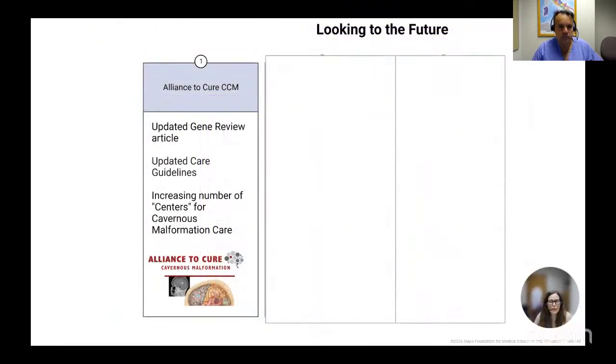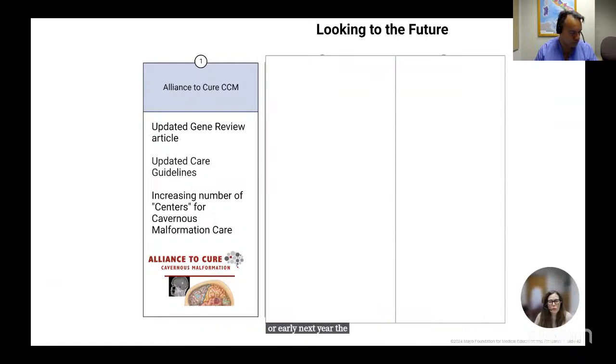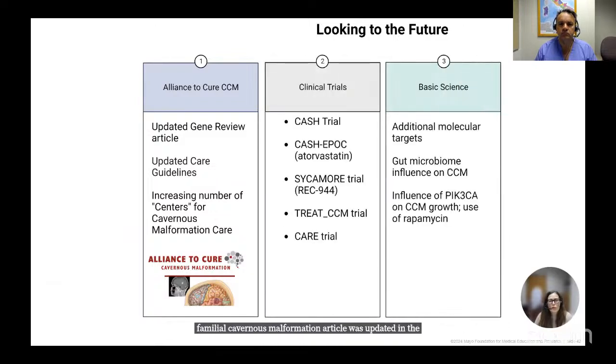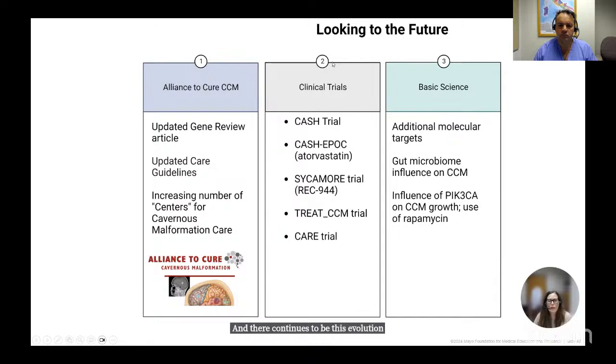And very quickly, I'm looking forward to the updated Alliance to Cure guidelines, which will come out later this year or early next year. The familial cavernous malformation article was updated in the past year. I'm looking forward to the outcomes of the CASH EPOC trial, the Sycamore trial, and the ongoing Treat CCM and CARE trials. And there continues to be this evolution of basic science and more potential targets for therapeutics, and it's a very exciting time.